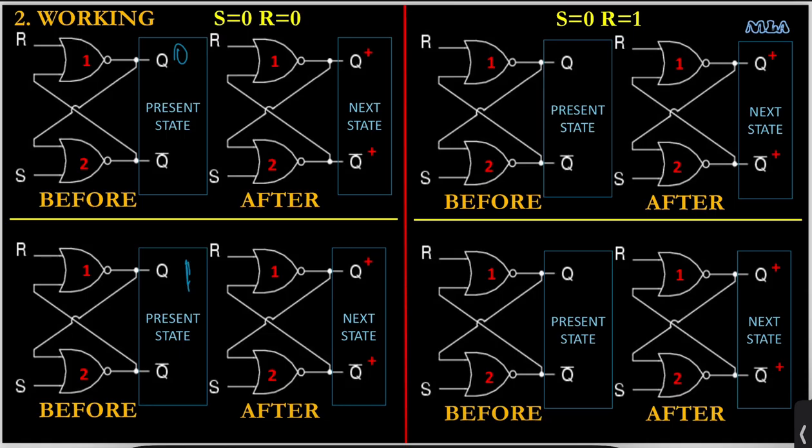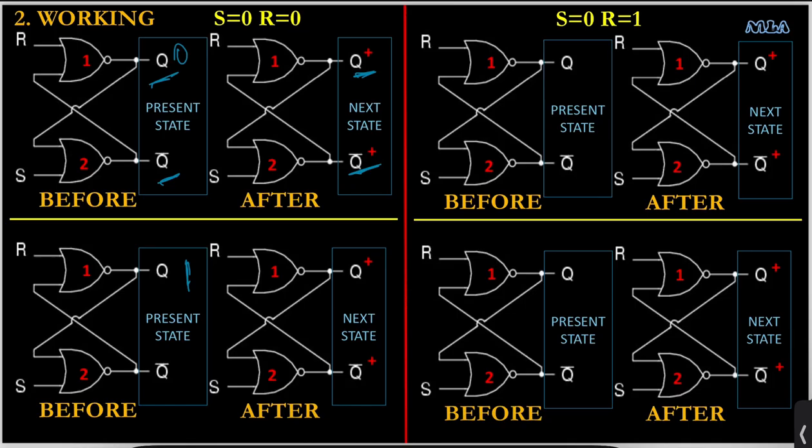Before we start analyzing the working for these segments with the 4 combinations, there's one more thing we have to look at. We are labeling the outputs as Q plus and Q bar plus. You can see Q and Q plus, Q bar and Q bar plus. The plus superscript is used to discriminate the output which we are going to get after evaluating the NOR latch. It means that Q and Q bar correspond to the values that were existing before we applied the values for S and R.